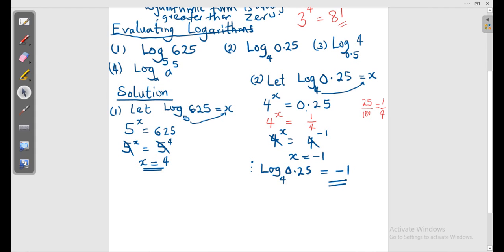Here also, you can conclude to say log 7 base 5 is equals to 4.